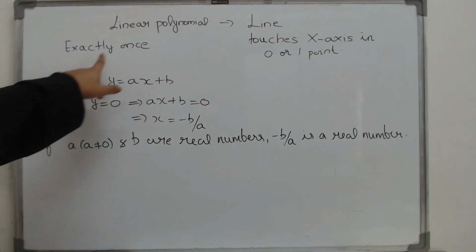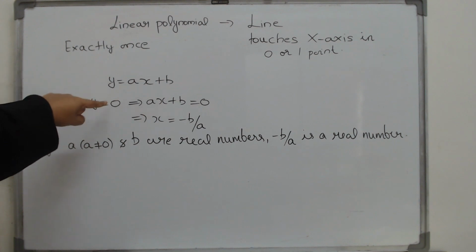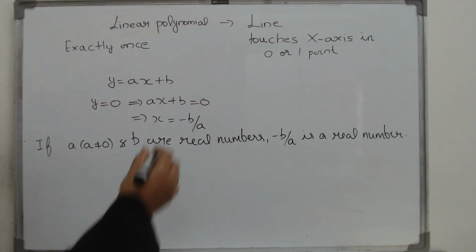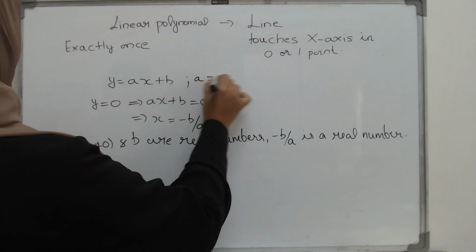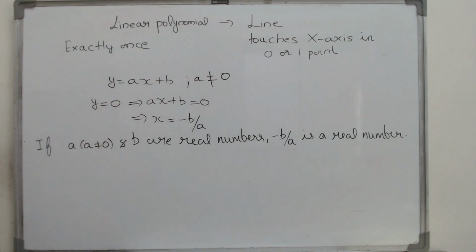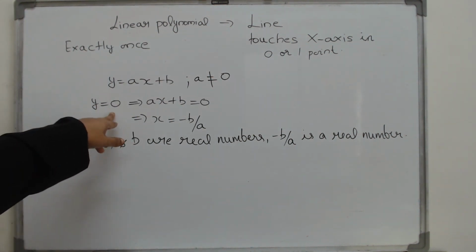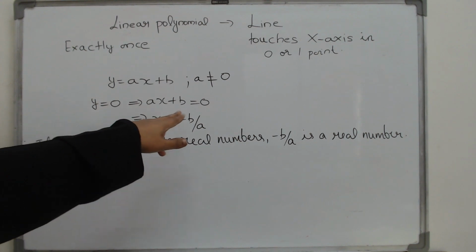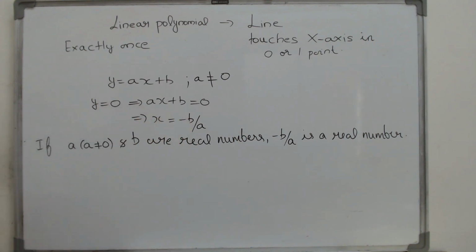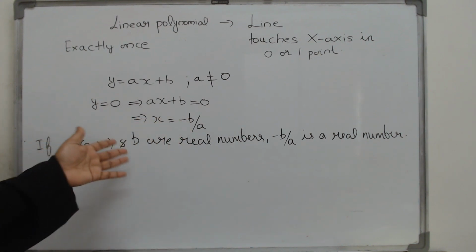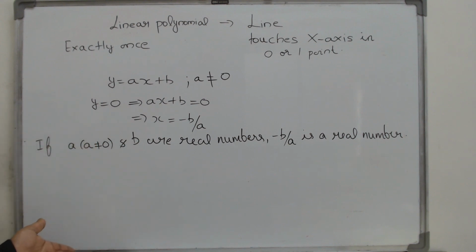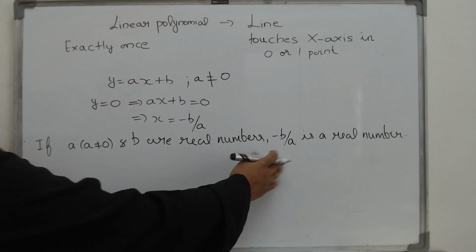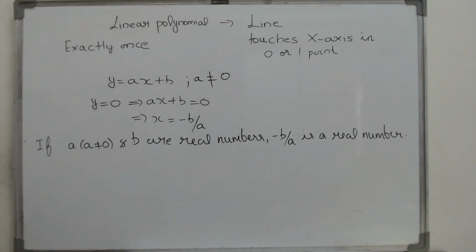Any linear polynomial will look like this, y = ax + b, and it will come with a very important condition, which is a is not equal to 0. So if you equate y to 0, you will get x is equal to minus b by a. Now if a and b are both real numbers and a is not equal to 0, then minus b by a is a real number. You cannot say that there is no such real number.